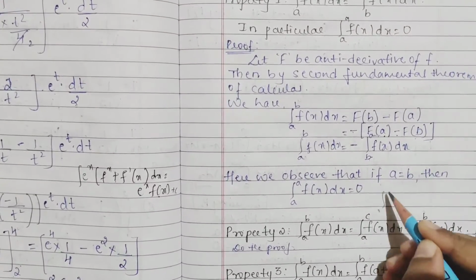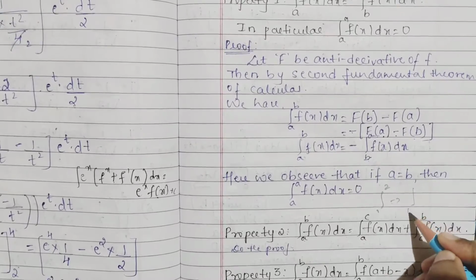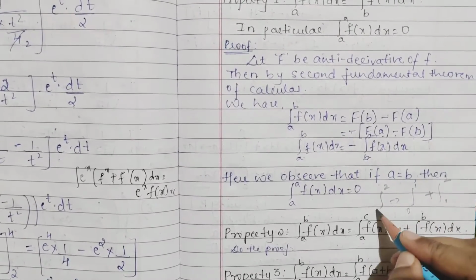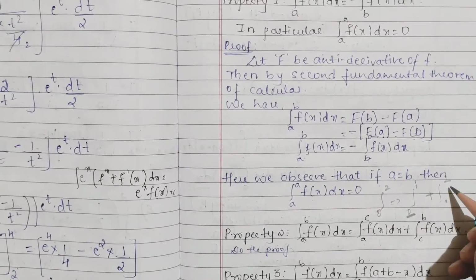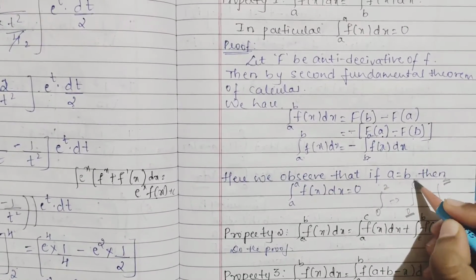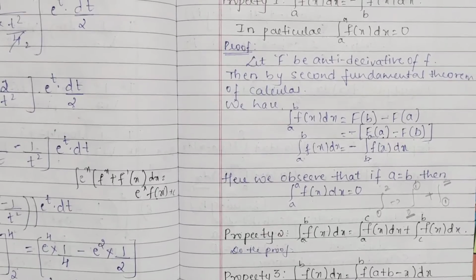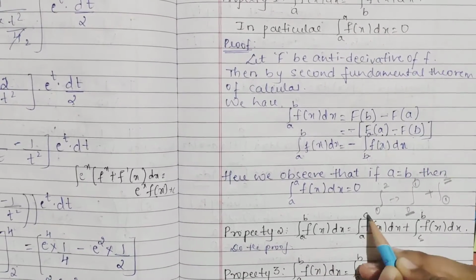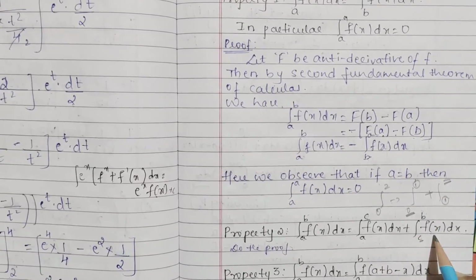If they have given you the integral 0 to 2, you can split it as 0 to 1 plus 1 to 2, which means the actual interval is 0 to 2. Here 1 is common. Like this you have to split. The same here, we don't know the value, so in general we have taken a to c plus c to b of f of x dx.